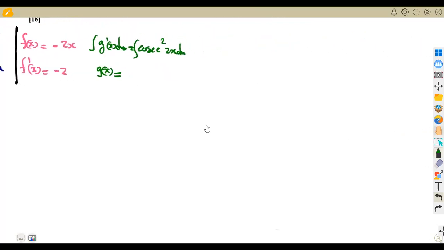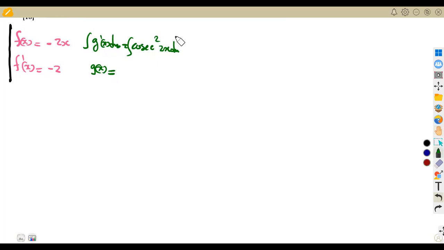So the question is, how do we integrate cosec squared 2x? In order for us to integrate cosec squared, remember, let us go back to our derivatives first. If you differentiate a cot, it gives us a negative cosec squared. So if we integrate a cosec squared, it gives us a negative cot.